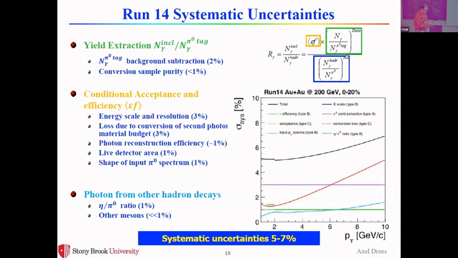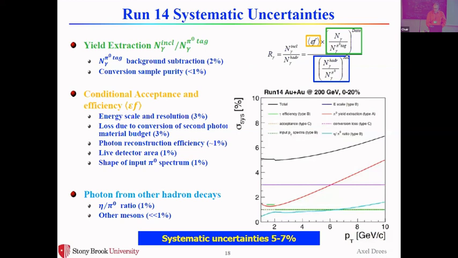This is a summary of the systematic uncertainties of these three effects. The main contribution are really on this conditional efficiency acceptance, and that's from the energy resolution that determines the threshold of which photons you lose there, and the loss due to the second photon converting in the material. Okay, and that all adds up to about 5% increasing somewhat with momentum.